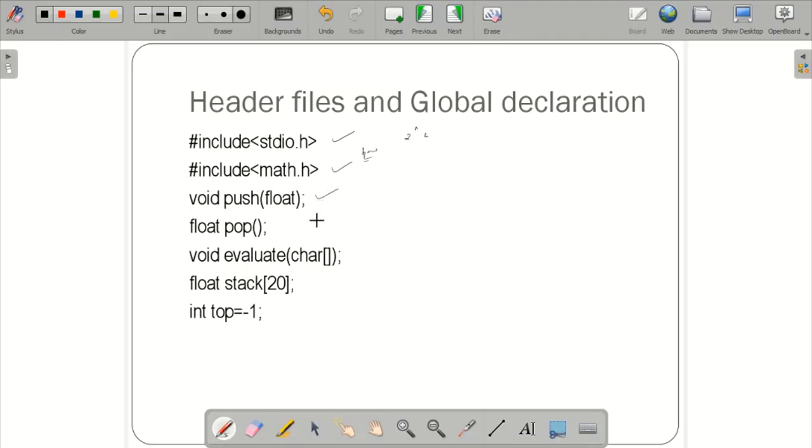While we solve the problem, we have to push and pop. Whenever we find an operand, we do the push, and whenever we find an operator, we pop 2 operands and then do the evaluation. So for that we need these 2 functions, void push and void pop, which are the same as what we have seen for stack. Then we need to evaluate a Postfix expression, for which we use the function void evaluate. Initially the stack array size is 20, and top is equal to -1. If the stack does not contain any elements, then top is equal to -1.